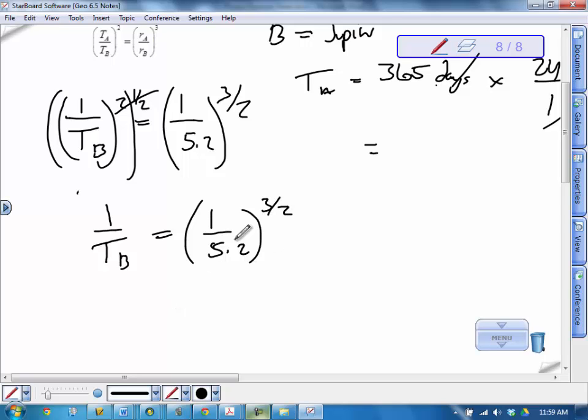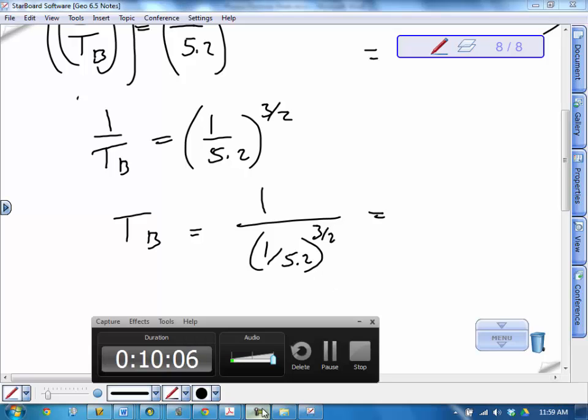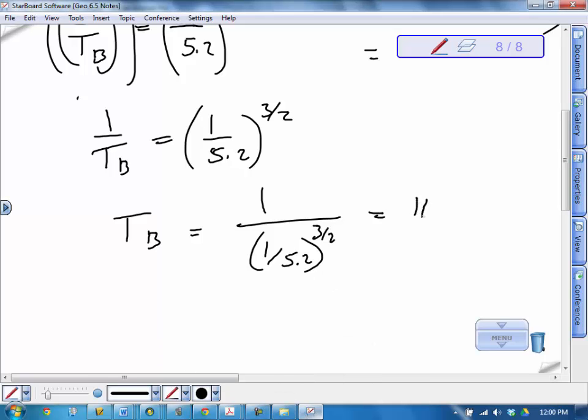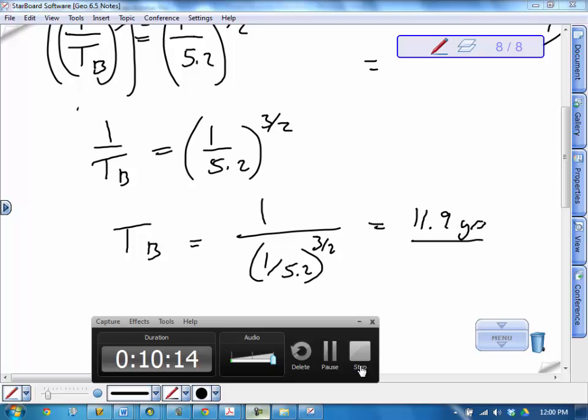And then I'd probably just solve for this and do the reciprocal. So T_B equals 1 over this value, 1 over 5.2 to the 3 halves. That's something we can do on our calculator pretty easily, and it gives us approximately 11.9 years, or approximately 12 years in Earth time for Jupiter to get around the Sun.